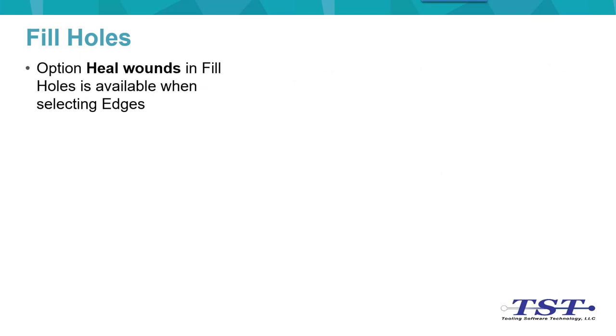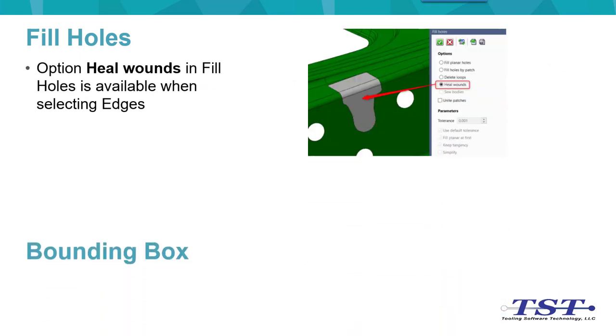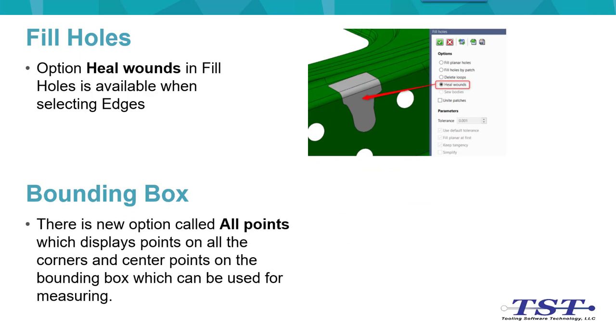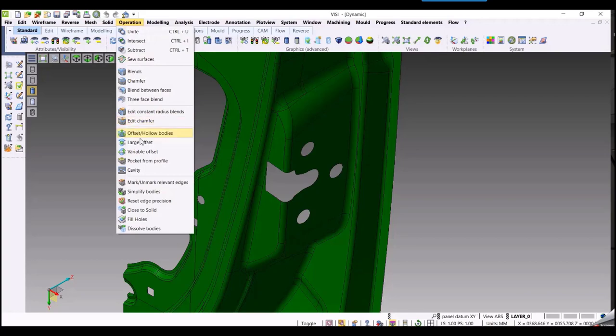Within fill holes, when it comes to selecting edges, you now have the ability to select the heal wounds option. Inside a bounding box, there have been some new enhancements to display all points, center point, and so on. So you can hit this checkbox to say all points, and it displays all the points, including the center points off of the edges, the edge points, and so on. So we'll just show these real quick here.